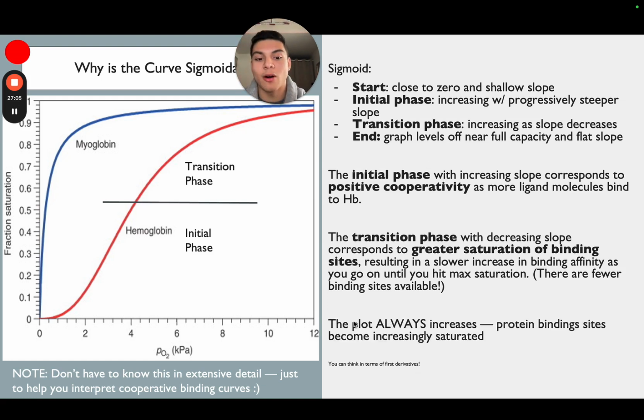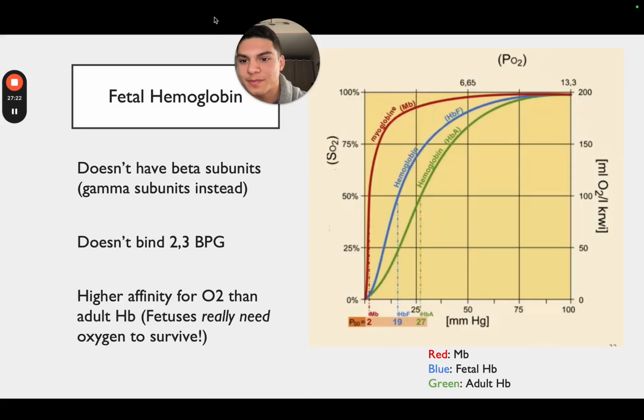And then the plot always increases. So you never see a point where it goes back down. When it's offloading, you just go in the reverse direction. But as it's gaining the binding sites, it doesn't go down and then back up. It never offloads anything. So the binding sites are always becoming increasingly saturated, if that makes sense.